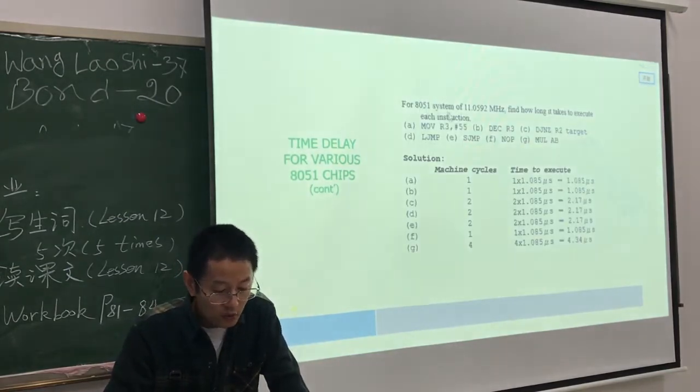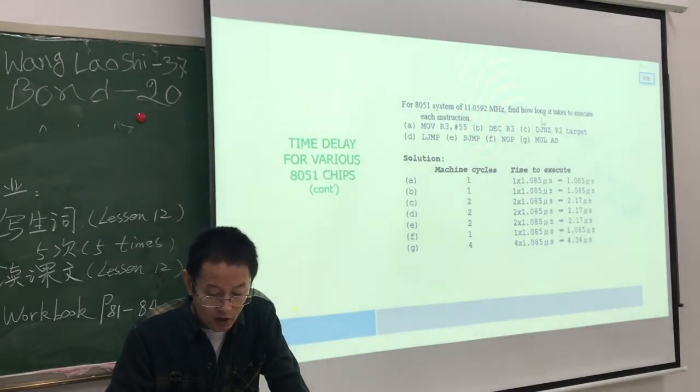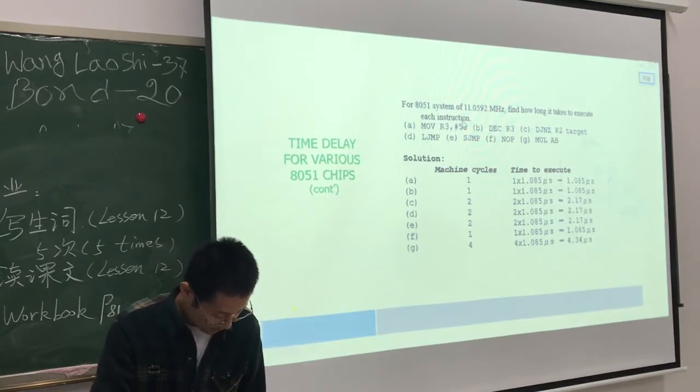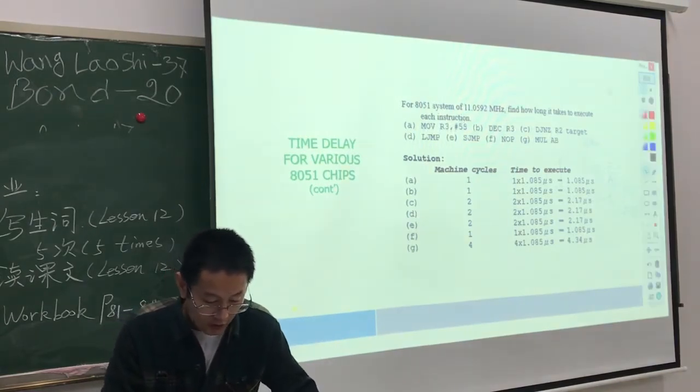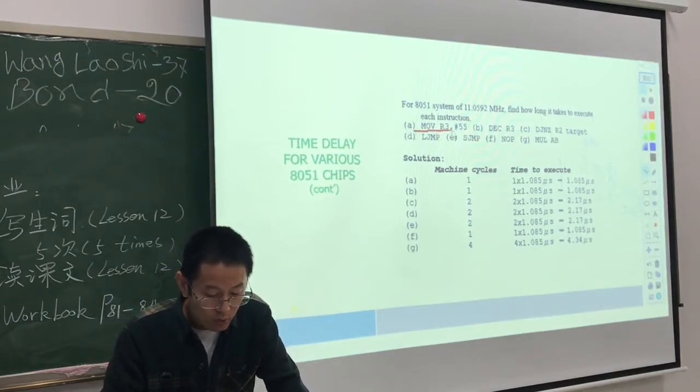For the 8051 system, find out how long it takes to execute each instruction. Here, MOV uses one machine cycle. DEC takes one machine cycle. DJNZ takes two machine cycles.